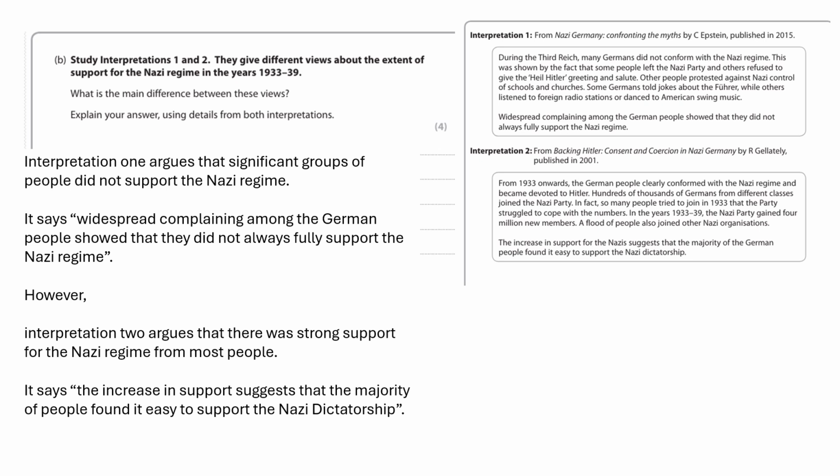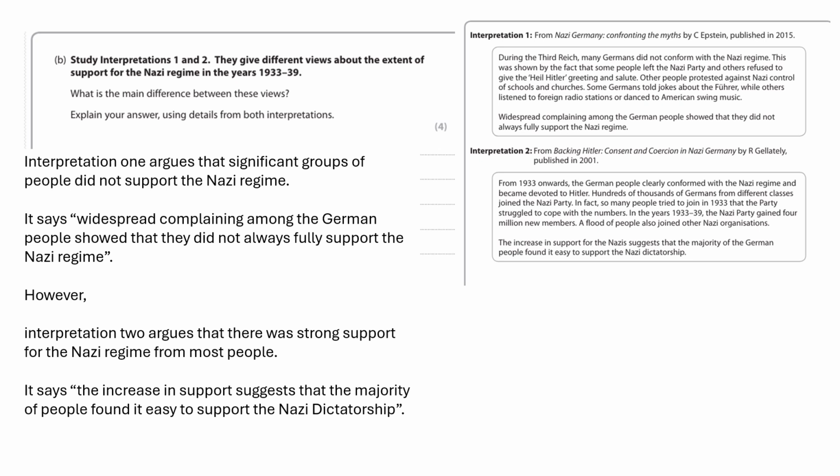You would summarize the view of interpretation 1 first. So you would write, interpretation 1 argues that, and summarize what it's arguing in your own words. So in this case, interpretation 1 argues that significant groups of people did not support the Nazi regime. Then you need to make sure you quote from it. So in other words, why do you think it contains that argument? And you introduce that quote by writing, it says, and you find the sentence that proves your point.